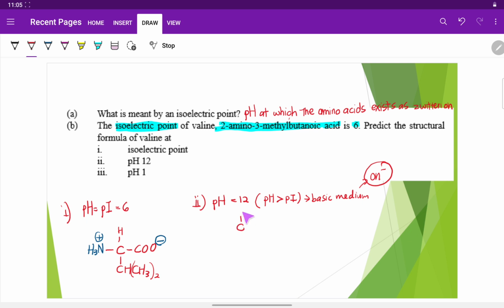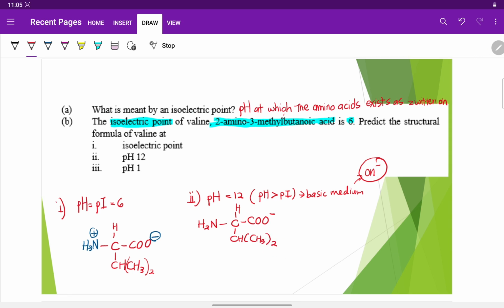So CH, COO minus. Dan dekat sini, NH2. So CH, CH3, 2. So this is the structure bila pH is equals to 12, more than pI in basic medium.